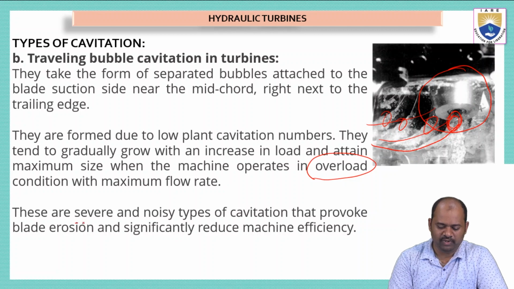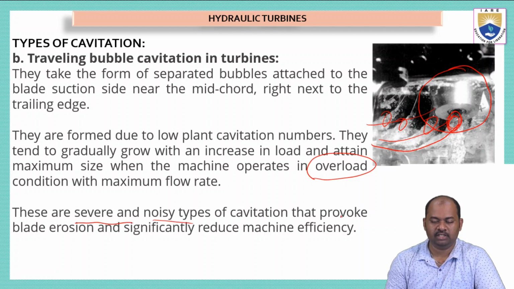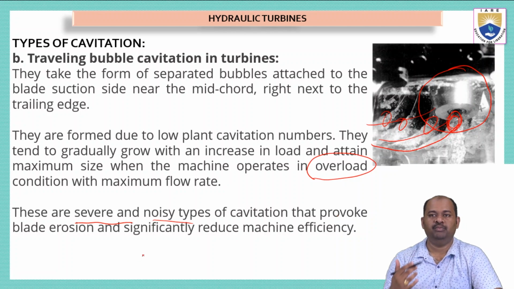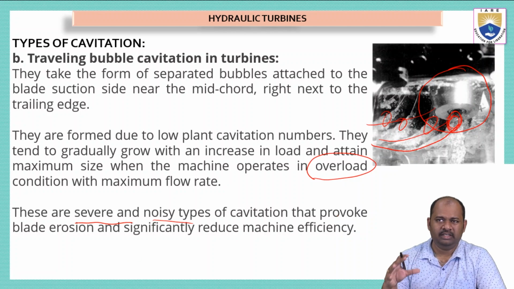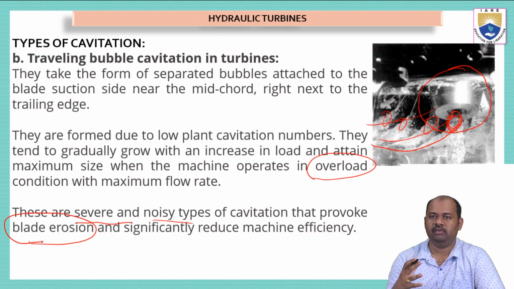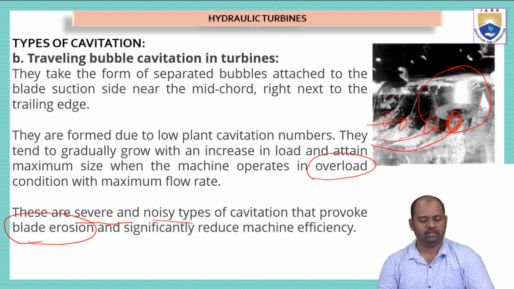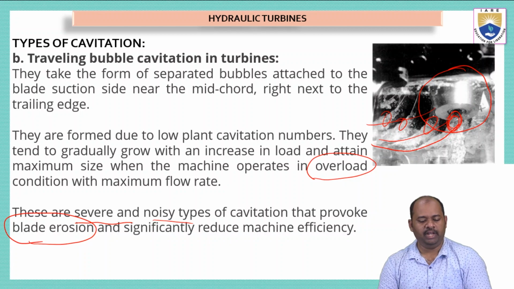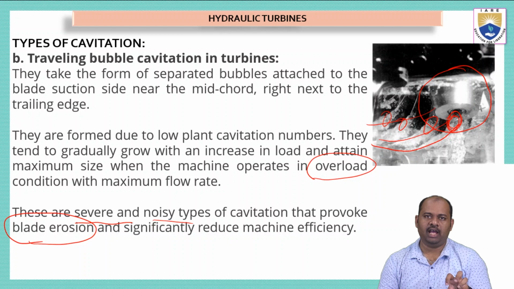So these are very severe and noisy types of cavitation that provoke blade erosion and significantly reduce the machine efficiency. So this kind of cavitation is very dangerous. They can erode the blades, and they will also reduce the machine efficiency, which is not required at all, because the efficiency has to be as high as possible, and the blades, vanes, and turbine parts should have as long a life as possible.